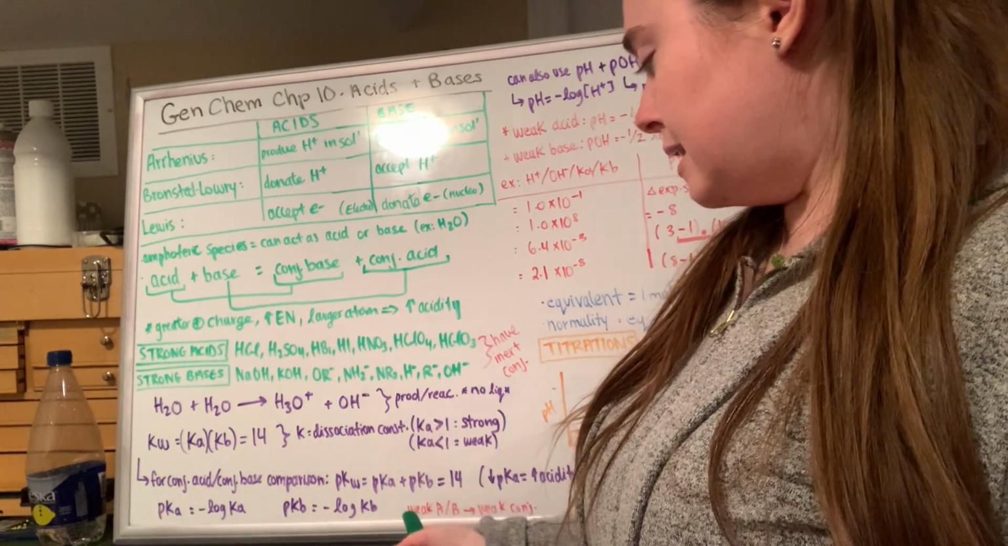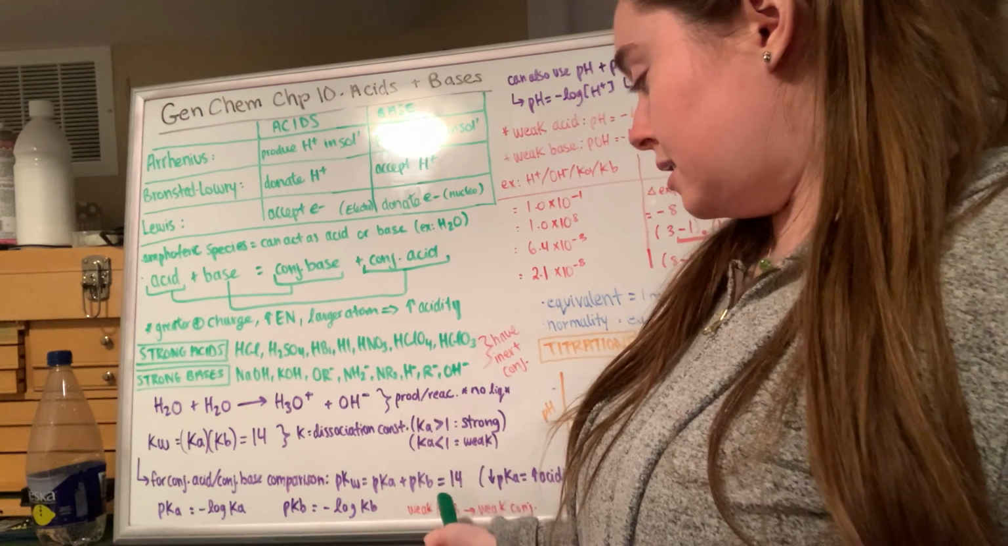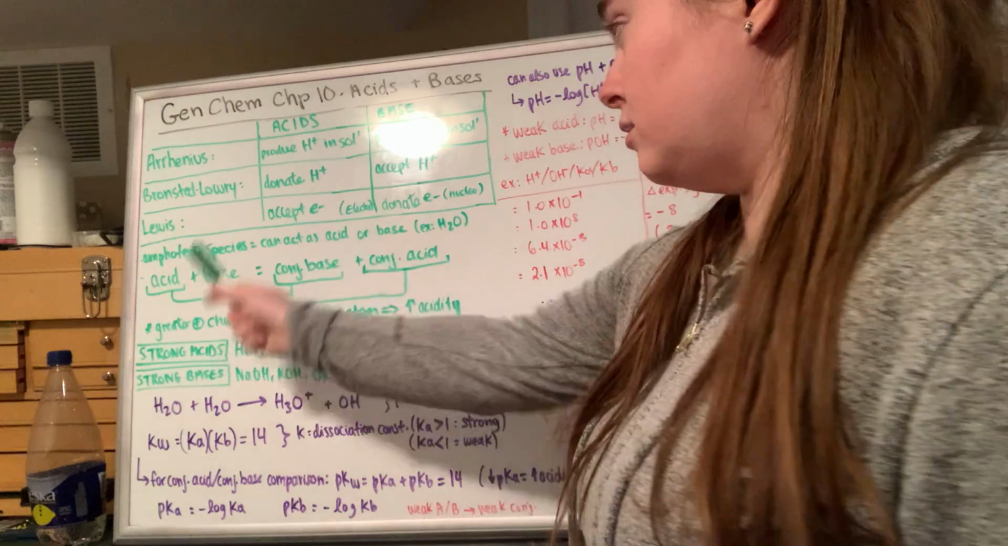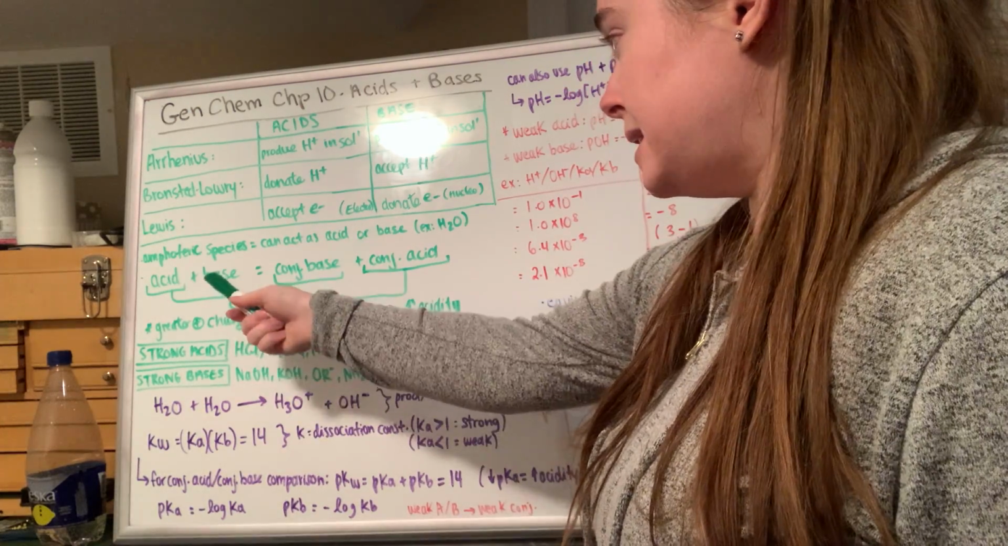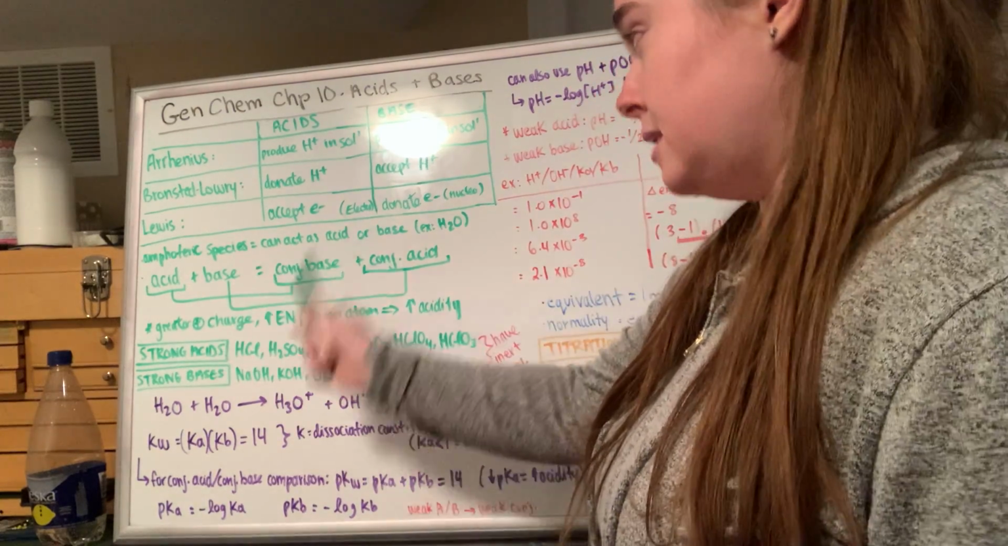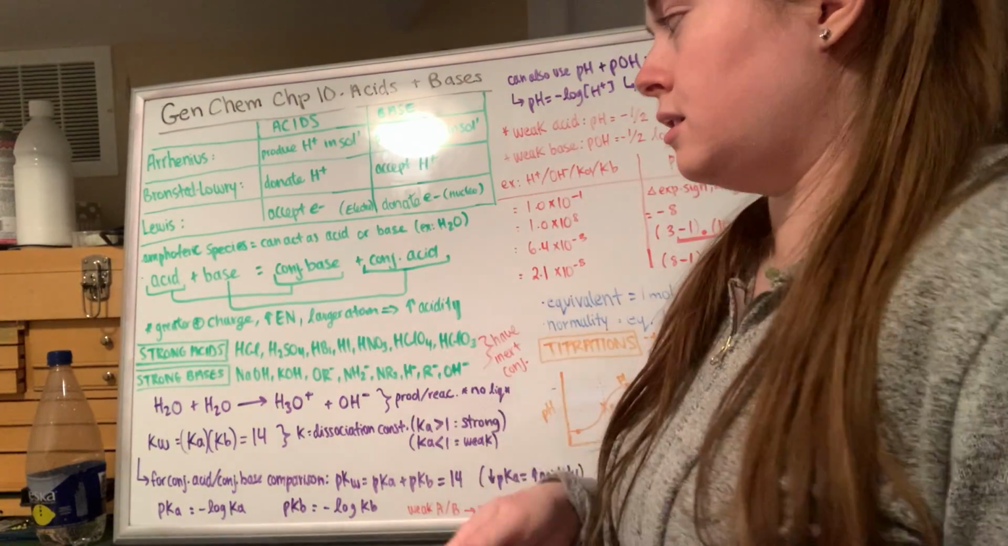And the other thing with this is that weak acids or bases have weak conjugates. So like I said, strong acids and bases produce inert conjugates. Weak acids and bases produce weak conjugates. Very important.